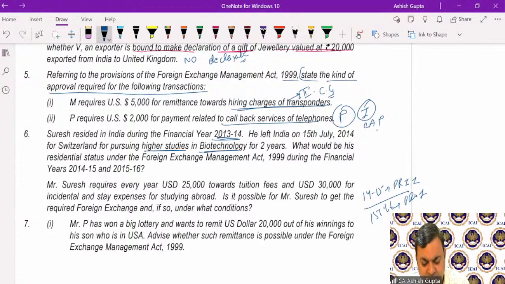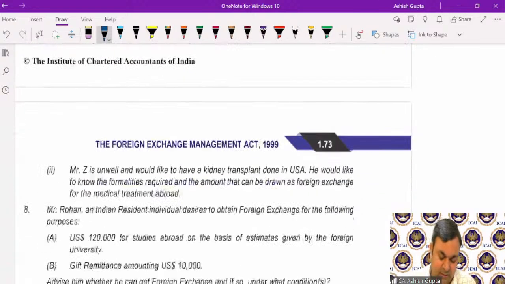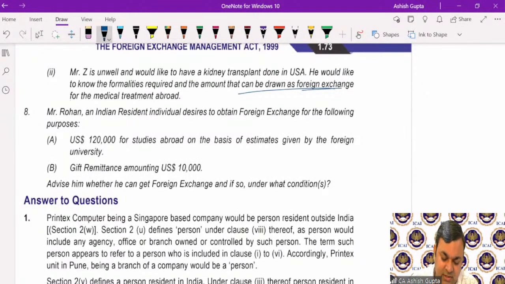Mr. Suresh requires every year USD 25,000 towards tuition fees and $30,000 for incidental stay expenses for studying abroad. Is it possible for Mr. Suresh? Yes, you can withdraw, no issue for higher education. Schedule 3rd, up to $2.5 lakh, it is permitted. Question 7. First, Mr. P has won a big lottery and wants to remit US. No, nothing, not allowed. Mr. Z is unwell and would like to have a kidney transplant done in USA. He would like to know the formalities required and the amount that can be drawn as foreign exchange for medical treatment abroad. Up to 2.5 lakh he can withdraw, no issues at all. For 3rd schedule, 2.5 lakh.